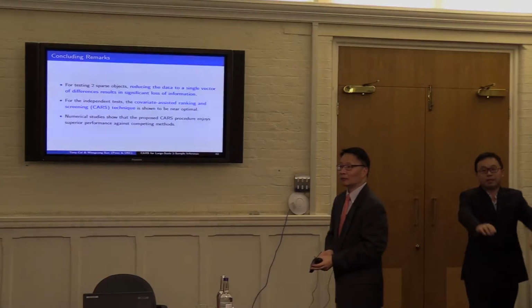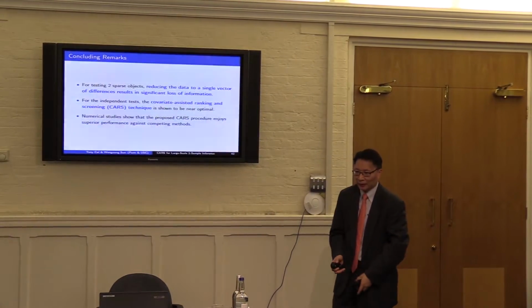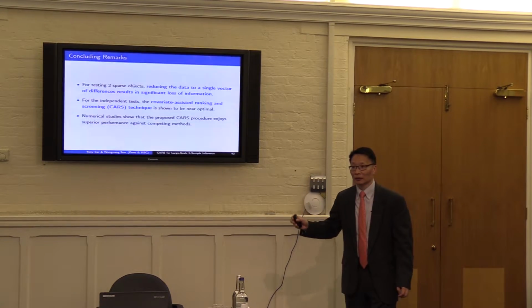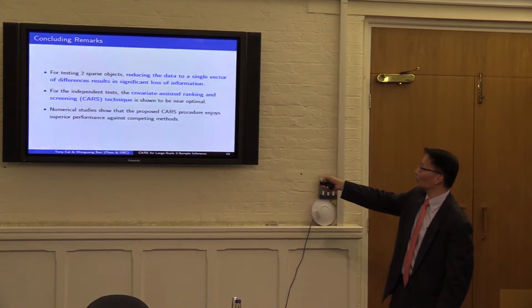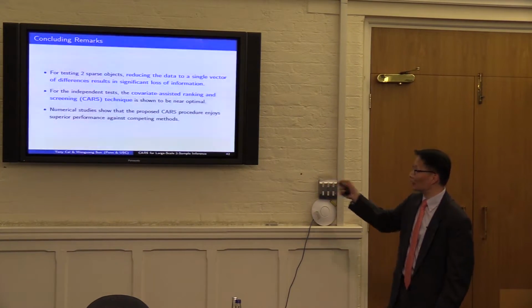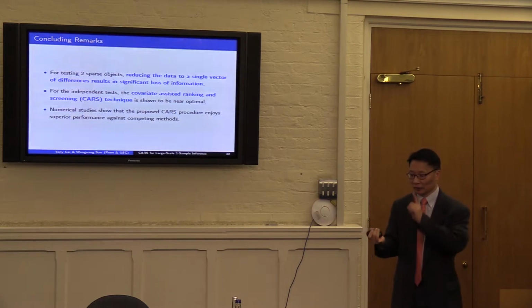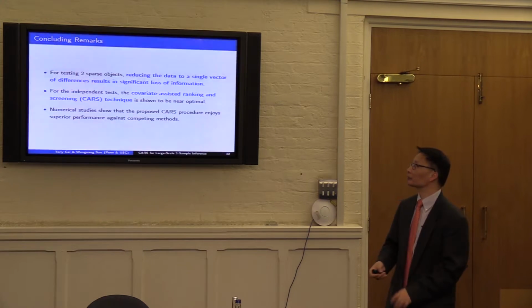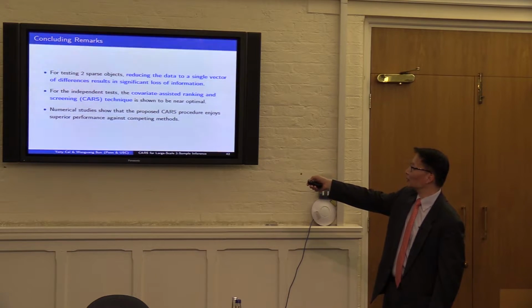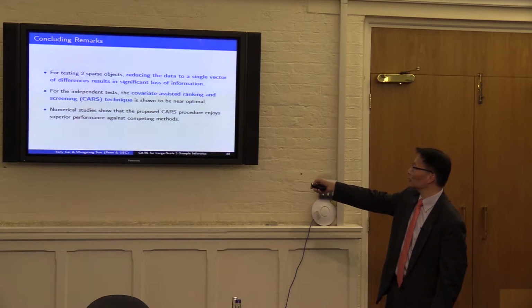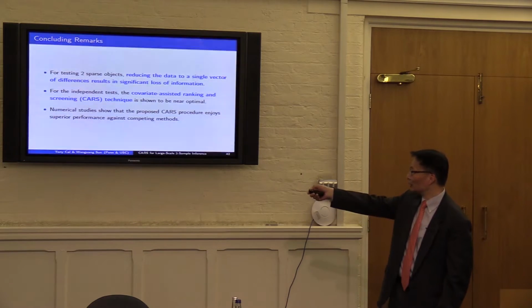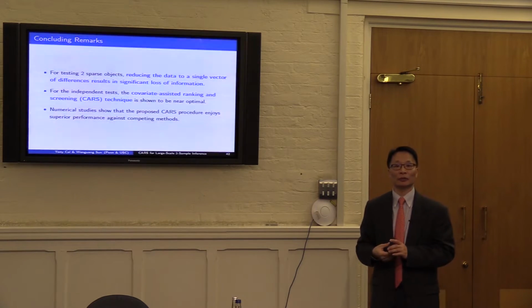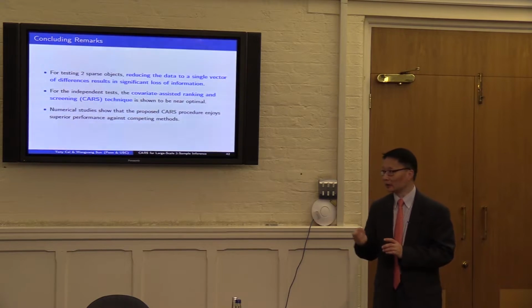I just want to quickly summarize the main points we made in this paper. To me, the most important message is the first line: for testing two sparse objects, reducing the data to a single vector of differences, no matter what you do, whether it's p-value or z-value, you has lost too much information. And for independent tests, the CAS procedure we propose is shown to be near optimal. Also, the numerical results Wenguang just presented show quite significant improvement over the traditional method.